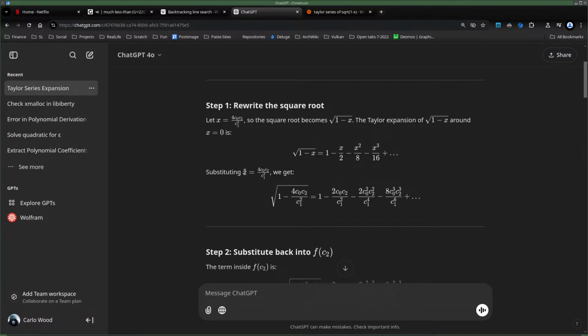And now we want to substitute x equals this, which is 4 times c0 times c2 divided by the square of c1. So this 8 here is wrong. The computer can't calculate. It should be 4. That would be 4 to the power 3 divided by 16 is 4.